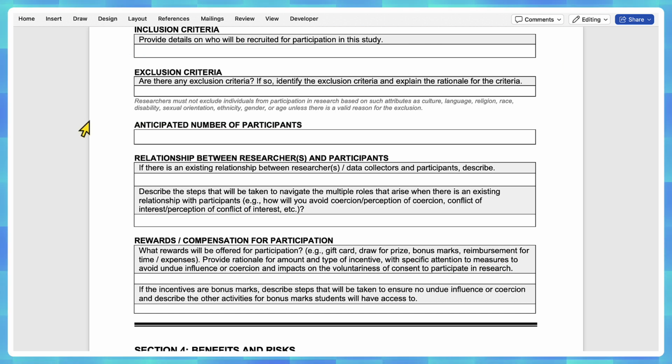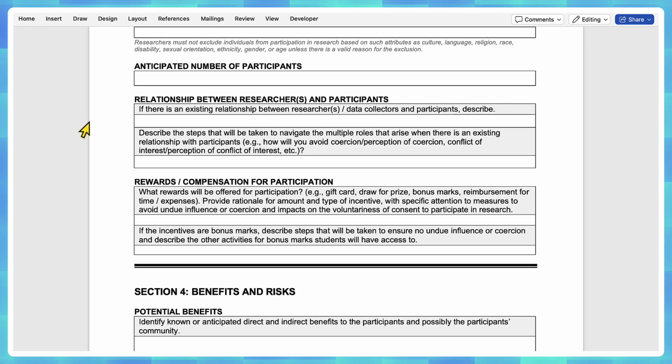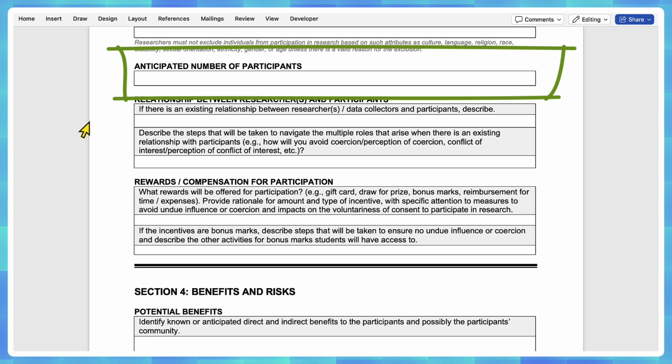All right, next section here, anticipated number of participants. So this is just a rough number or number range of how many participants you would like to gather for your study. We don't hold you to this and make sure that you are meeting this number, but this is kind of your best guess and your ideal number here.